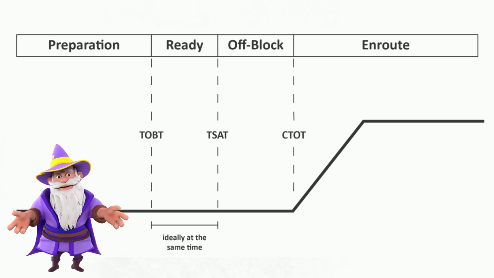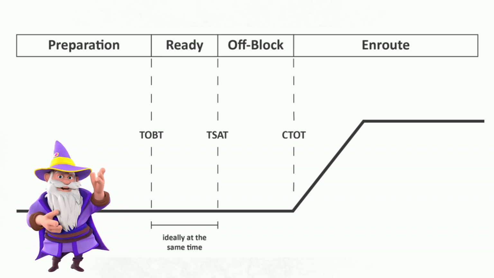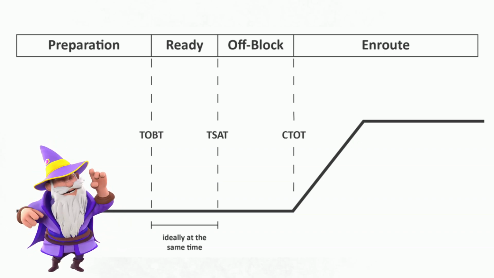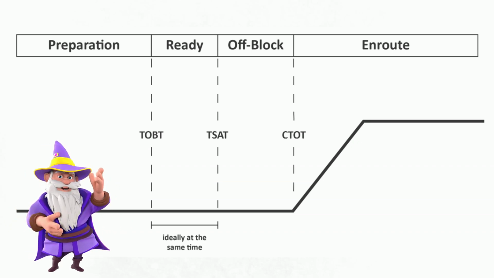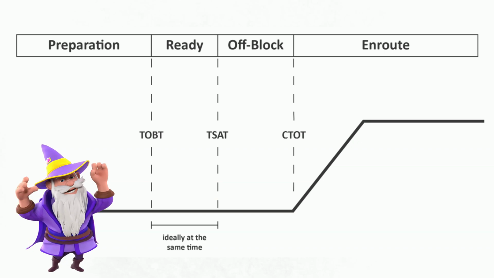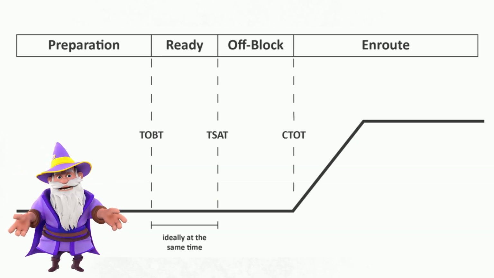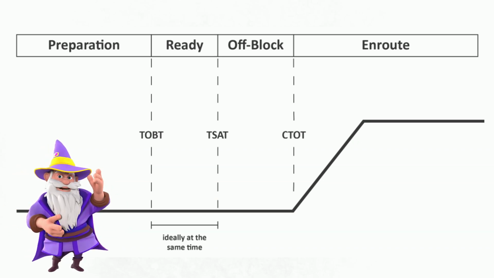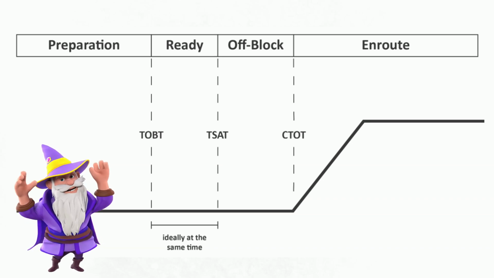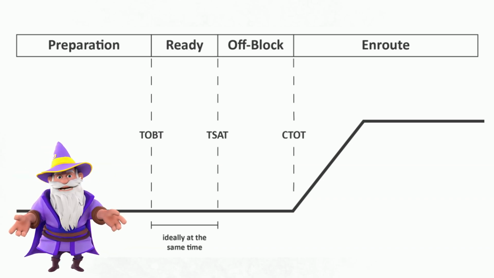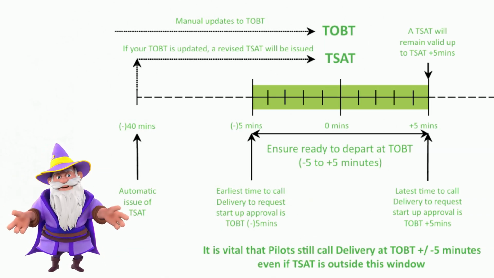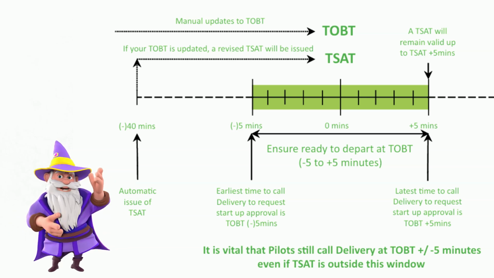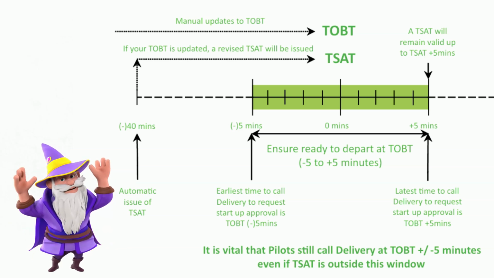It's influenced by several factors: your declared readiness time, TOBT, the current airport traffic situation, runway availability, and any air traffic flow and capacity management measures in place. The goal is to prevent bottlenecks and optimize the use of airport resources. TSAT helps manage startup requests so that aircraft don't all push back at the same time, causing congestion on the apron and taxiways.